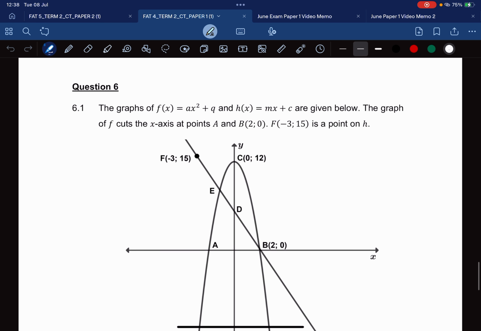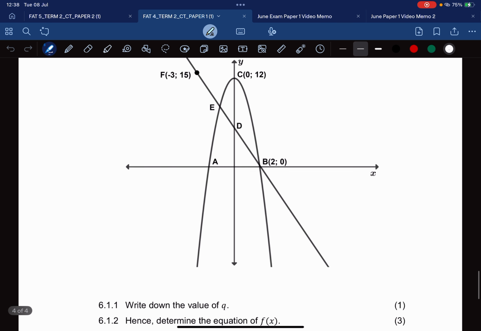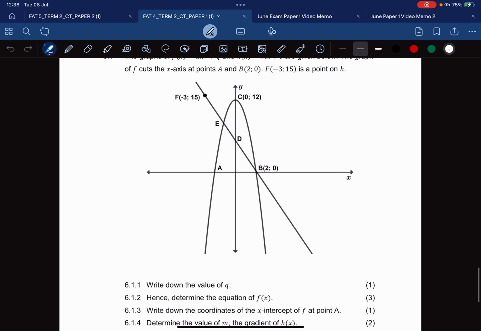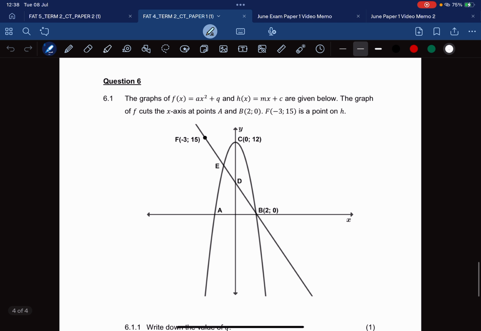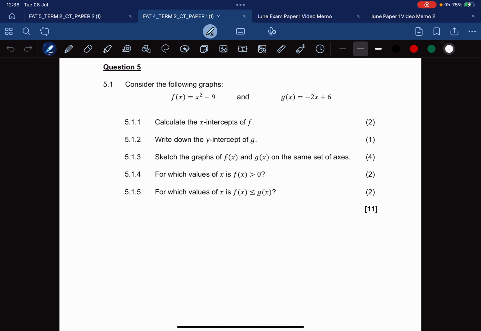Hi everyone, we have reached the end of our June exam question paper 1, grade 10, and this is question 6, which is another graph question. But here the graph has been given to us, as opposed to the previous question where we needed to sketch the graph from the given equations.